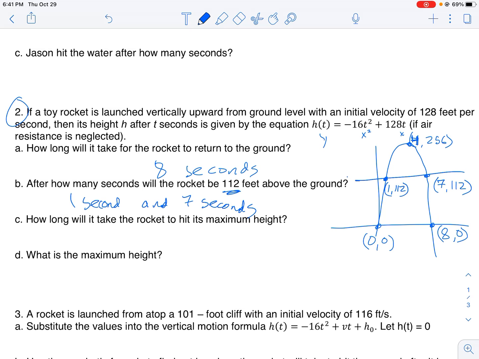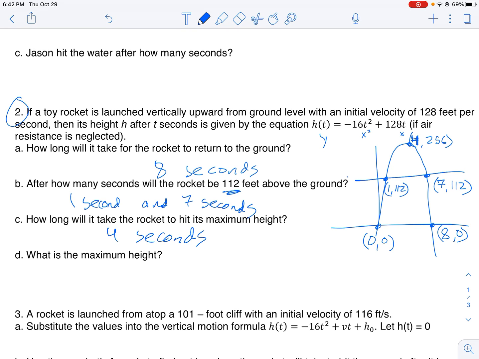And then part C asks, how long will it take for the rocket to reach its maximum height? We actually found that already. You can just double click at the top of your graph, and it will highlight your maximum, which is at 4, 256. The 4 is the time. Remember, x is time in this case. So it's going to take 4 seconds.